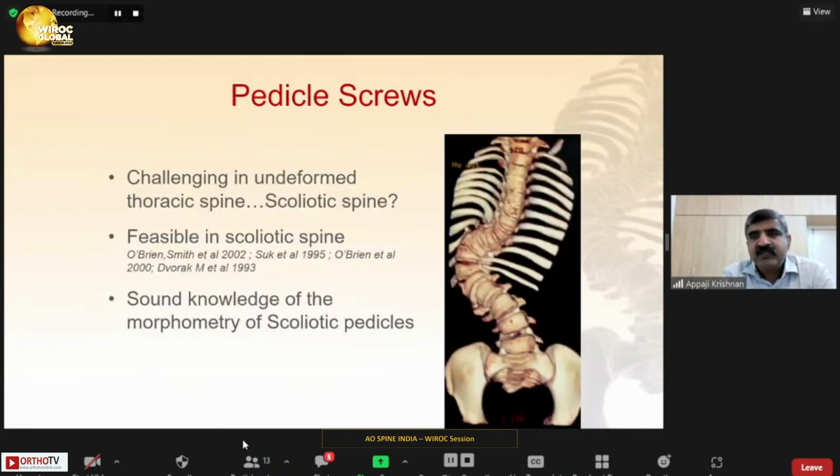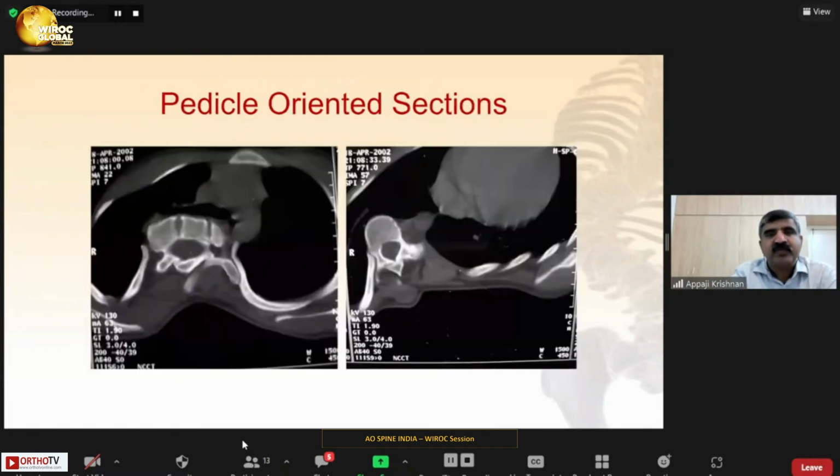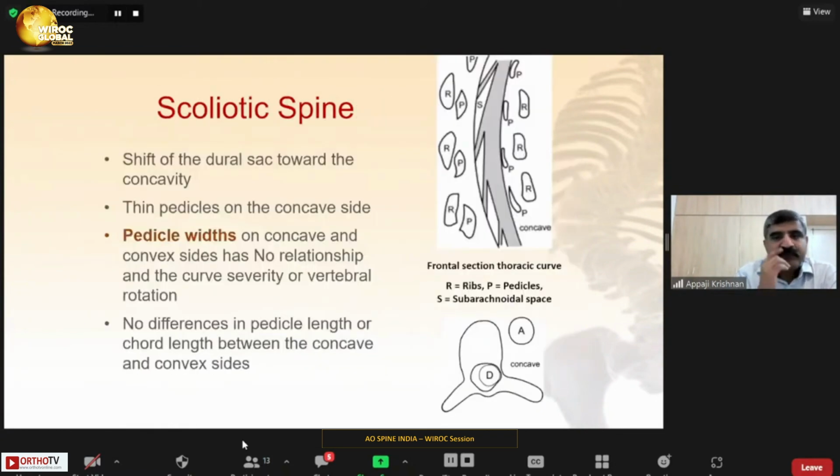The more challenging pedicle screws in thoracic spine will be in the deformed scoliotic spine. It is feasible, but you should have much more morphometric knowledge of the scoliotic pedicles. So the pedicle orientation is totally different. The pedicles may be in a windswept. The problem in scoliotic spine will be the shift of dural sac towards concavity. There will be thin pedicles on the concavity. The pedicle width on concavity may be almost not there. You may not even have a pedicle there.